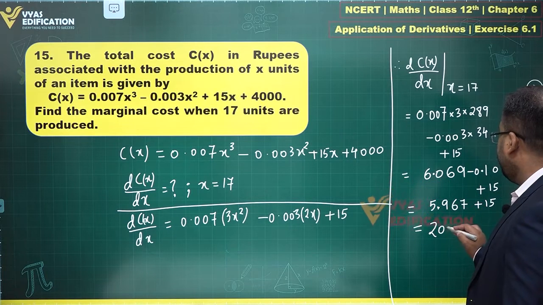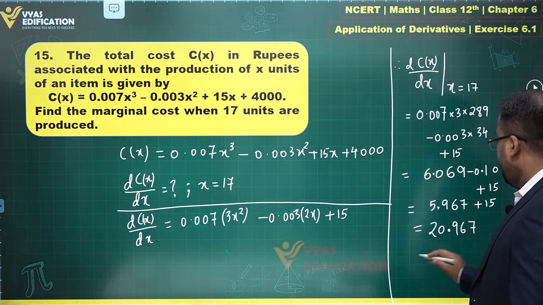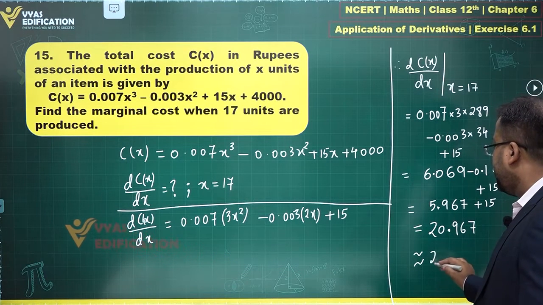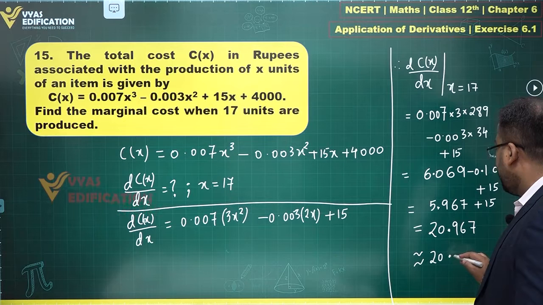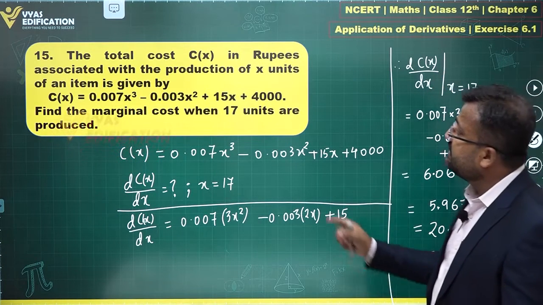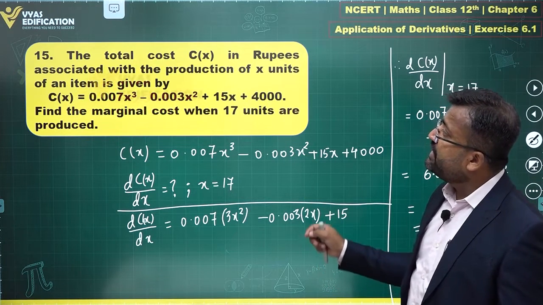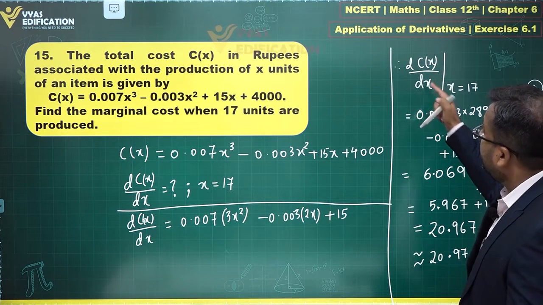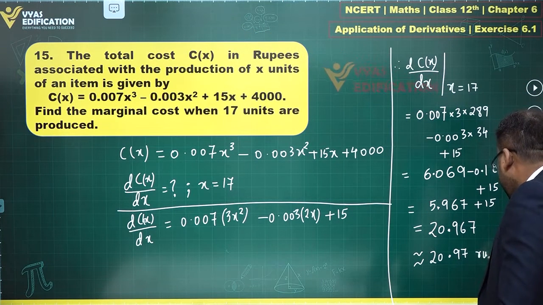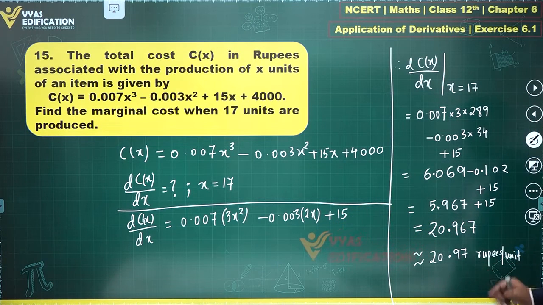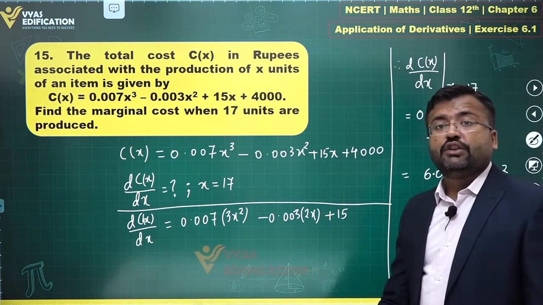This is 20.967, which approximately is equal to, since there are 3 significant figures involved in the final answer, we can round off the last one. This is 20.97. This is dCx upon dx. That's the marginal cost in rupees associated with the production of x units. So rupees per unit is the final unit that we will have. This is the final unit of this question over here. That's the final answer, as you can see behind me, for this question.